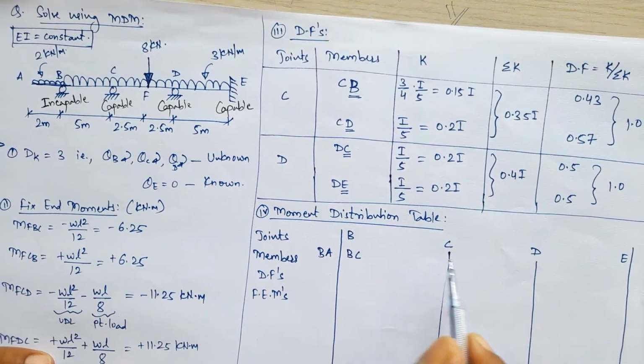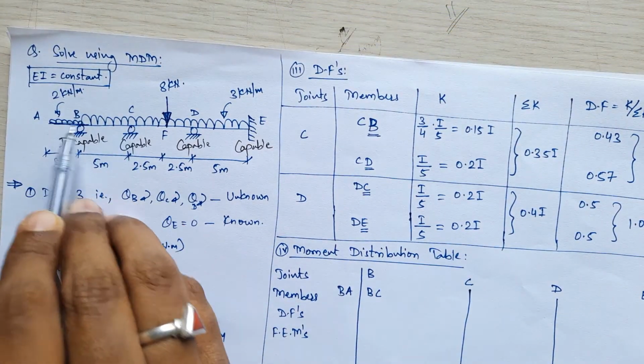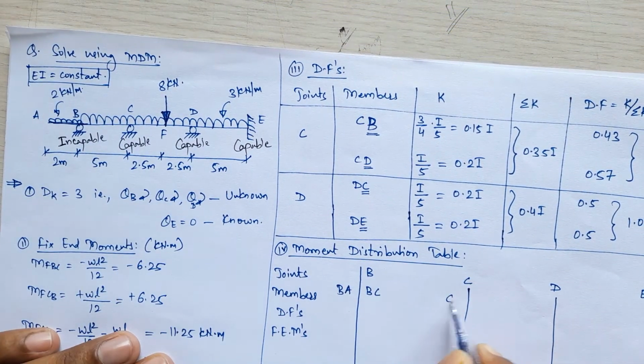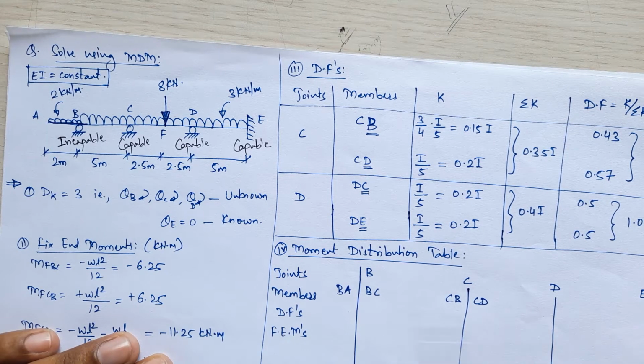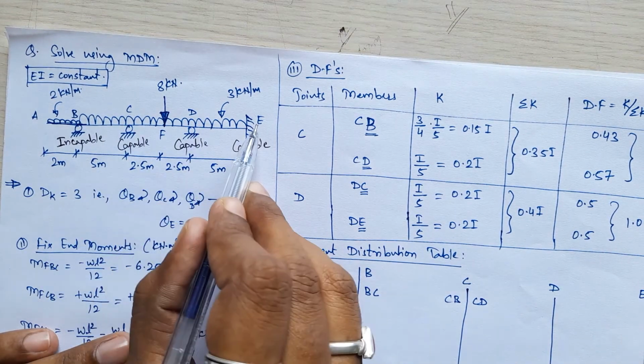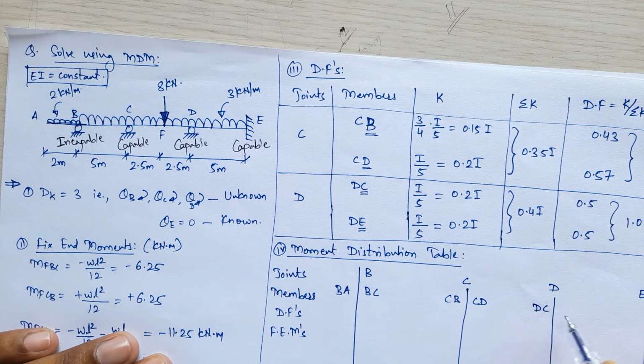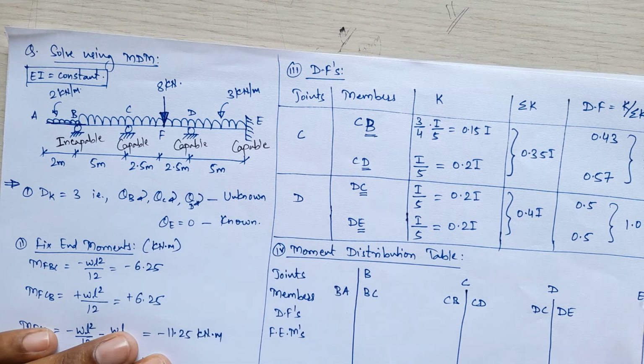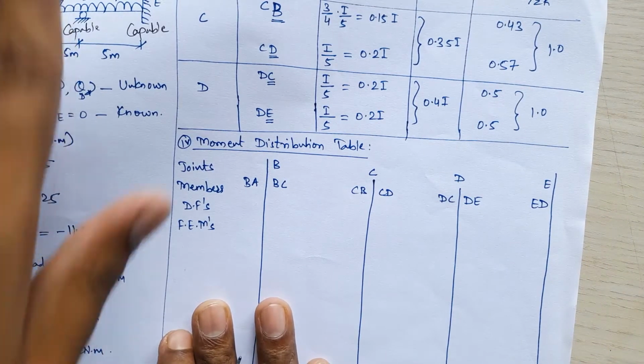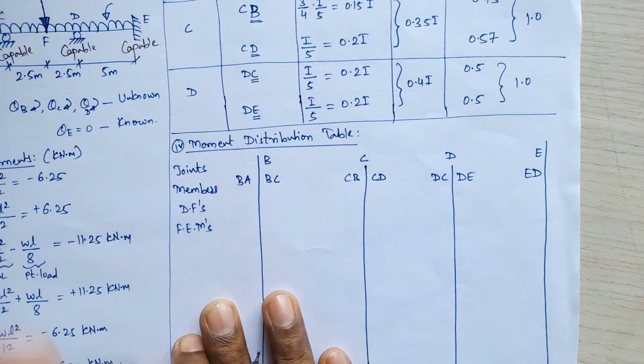Next is your joint C. C is meeting members CB and CD. Next, joint D is meeting DC and DE, and last is your joint E, it is meeting member ED. Okay, so these will be all the members which I will consider.